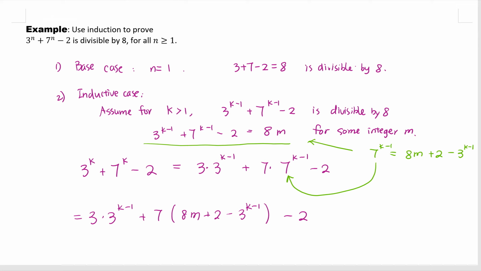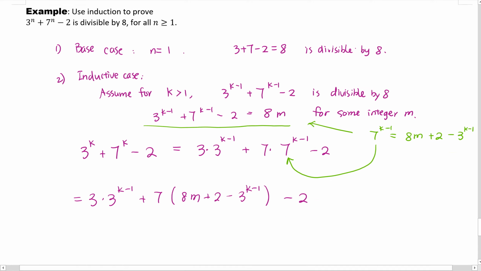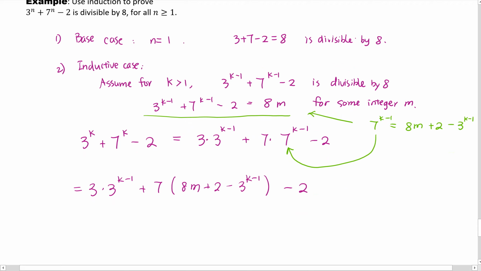You might ask, why do we solve for 7 to the k minus 1 instead of 3 to the k minus 1? Of course, you can solve for 3 to the k minus 1. Actually, here we have 2 ways to solve this problem. You can also solve for 3 to the k minus 1 and then plug in here. Yeah, we can do that. There are many ways to solve the problem. So, okay, let's continue.